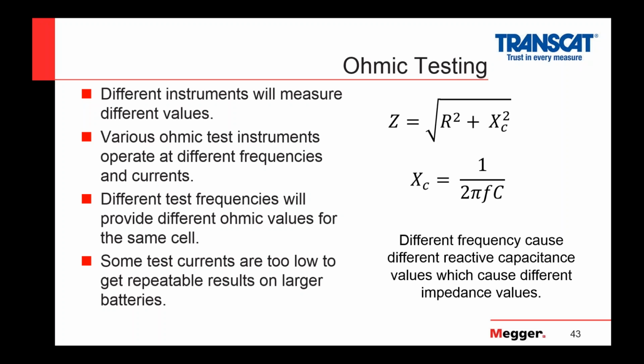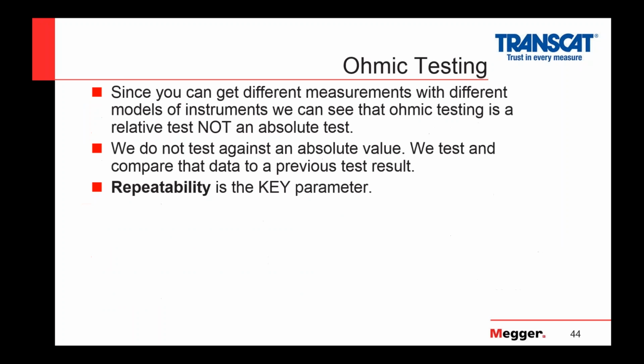It's a relative test. We're comparing the reading we get today to the previous one. That's why the key is not accuracy. The key is repeatability. You have to be able to get the same measurement time and time and time again. That's the key in doing ohmic testing on a battery.